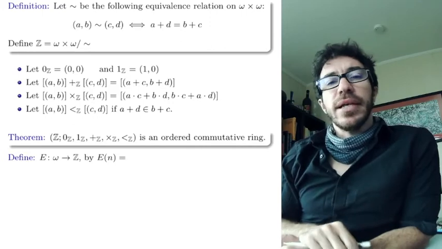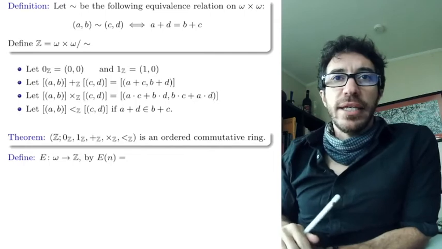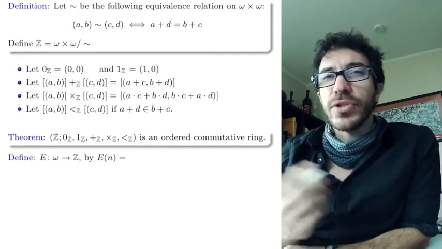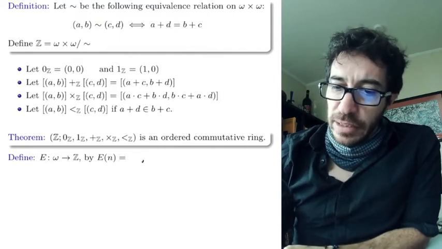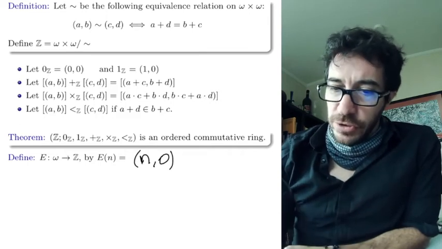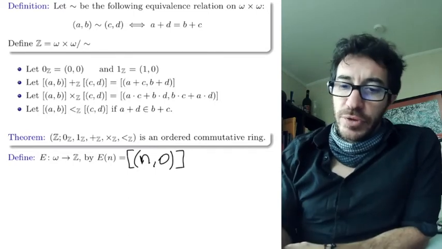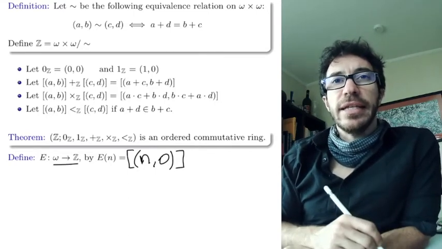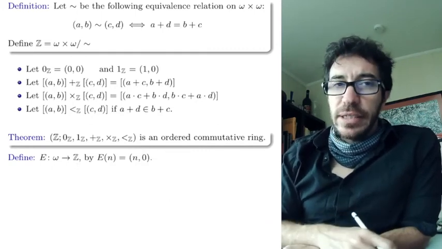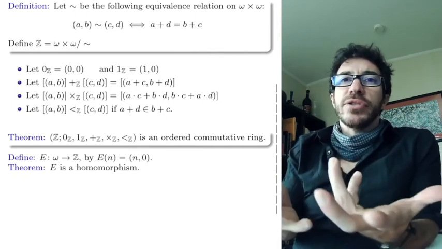So what we do here is think of an embedding. We're going to put the natural numbers inside the integers. And how do we do it? Well, where should the number n go? It should go to the pair (n, 0). And of course, this is the equivalence class corresponding to the pair. So we have a map from the natural numbers to the integers. And what do we need to be true about this map? Well, we need it to be a homomorphism. What does that mean? It means it preserves the operations, right?